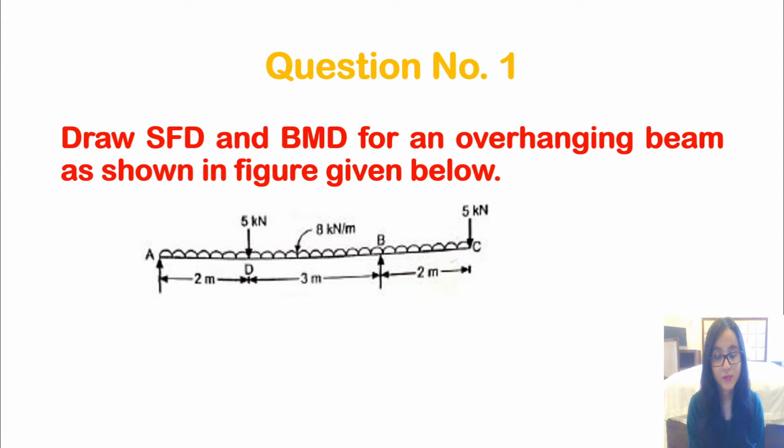So today in this session we'll be solving some more numericals for overhanging beam and find the shear force and bending moment diagram. So let us start with the first numerical. Draw shear force and bending moment for an overhanging beam as shown in the figure given below. For this first numerical, the diagram of the overhanging beam is given along with the loading and the length of the beam. So let us see how we can find the shear force and bending moment diagram for this overhanging beam. Let's get started.